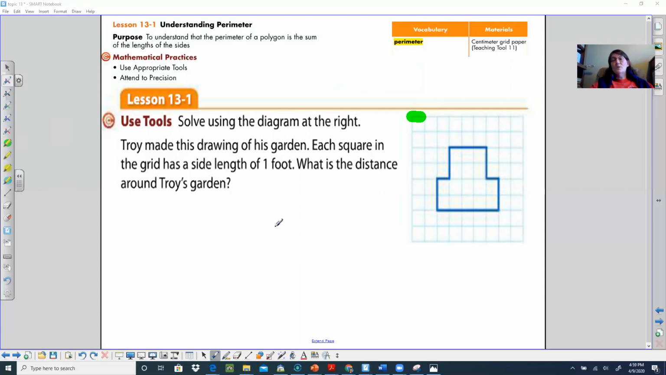So I'm going to finish reading the problem, and then I want you to pause the video, and I want you to figure out what the perimeter or the distance around this shape is. So let me finish reading the problem to you. Troy made this drawing of his garden. Each square in the grid has a side length of 1 foot. What is the distance around Troy's garden? So I want you to pause the video. You can either touch the screen and count your way around, or you can label each side and then add it up. So pause your video and do that.